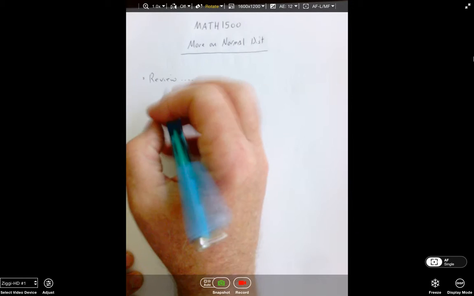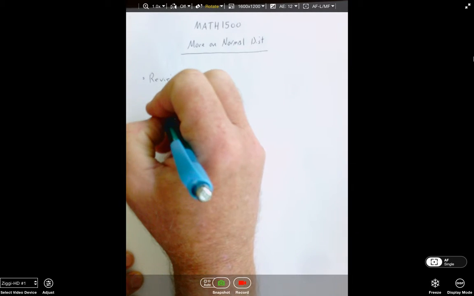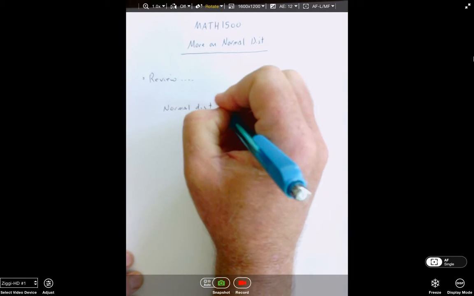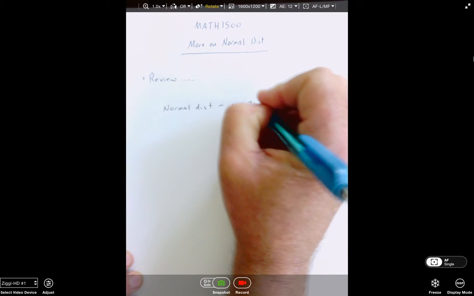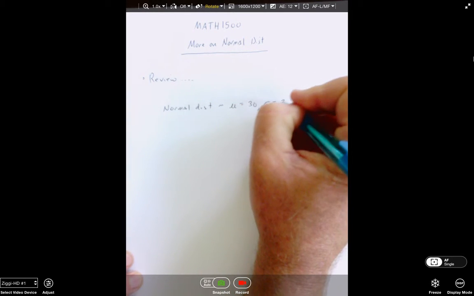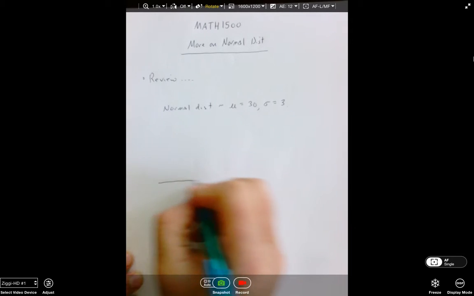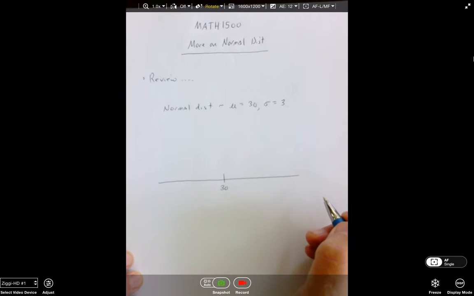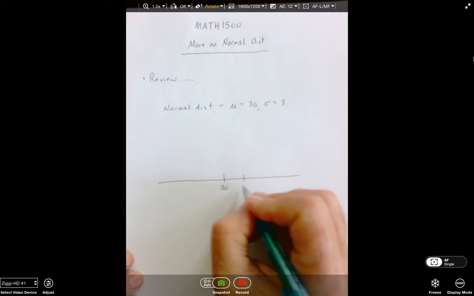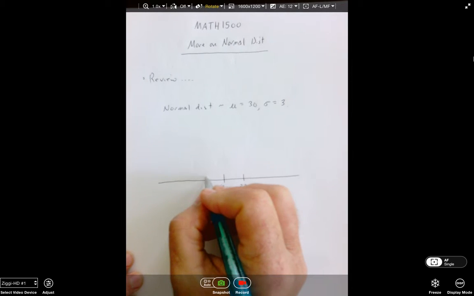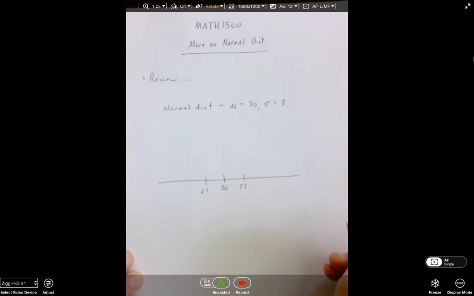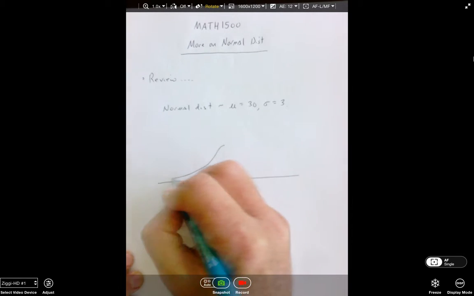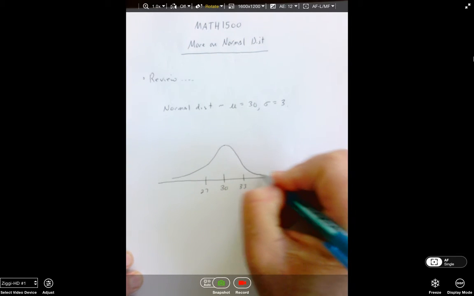But let's say that we have a normal distribution that has a mean equal to 30 and a standard deviation equal to 3. Well, we know that this distribution is going to be centered at 30, and one standard deviation above the mean is going to be 33, and one standard deviation below the mean is going to be 27. So we're going to construct our normal distribution.